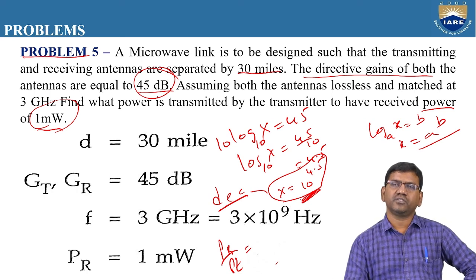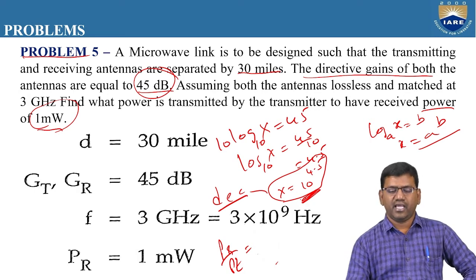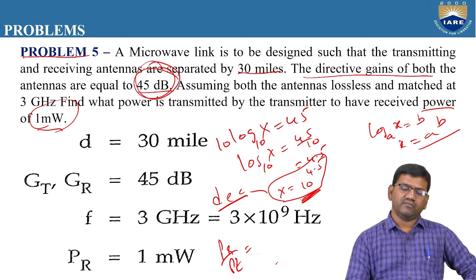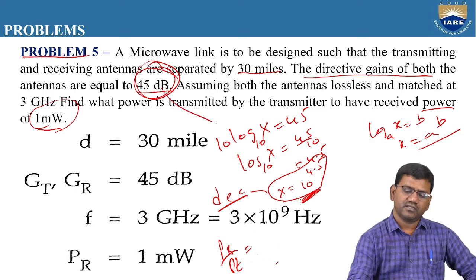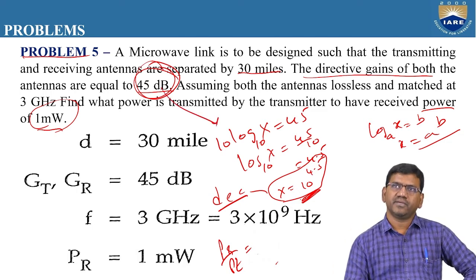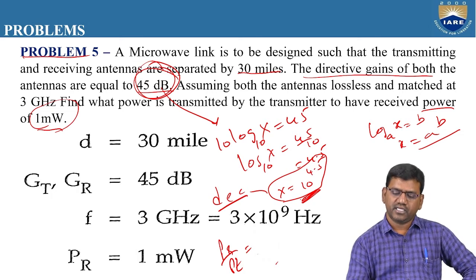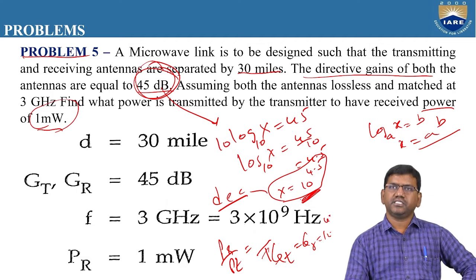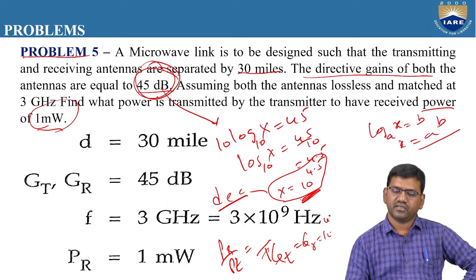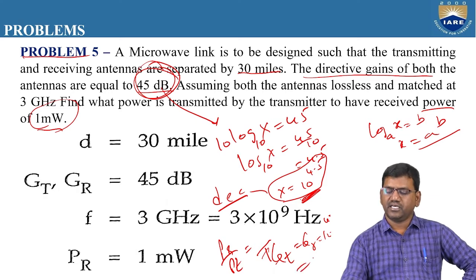If the directive gains of both antennas are given as decimal values, then you need not convert them again. As it is given in dB, we need to convert this dB into a decimal value by this method: 10 log x base 10 is equal to 45. Log x base 10 is equal to 45 by 10, and x becomes 10 power 4.5. That means the transmitting gain GT is equal to GR is equal to 10 power 4.5. You can calculate this value in our calculator.